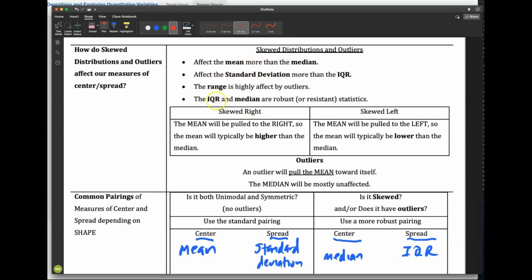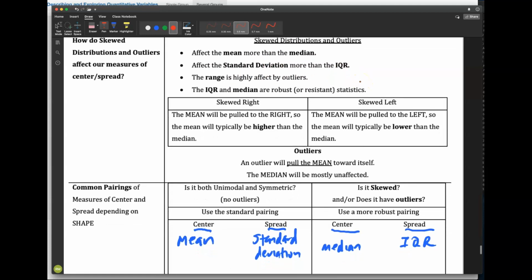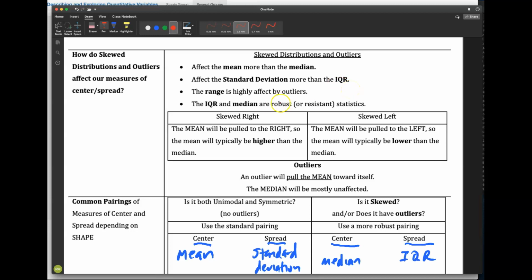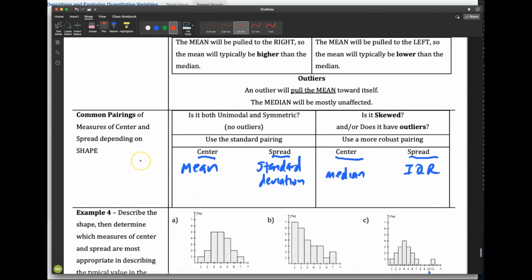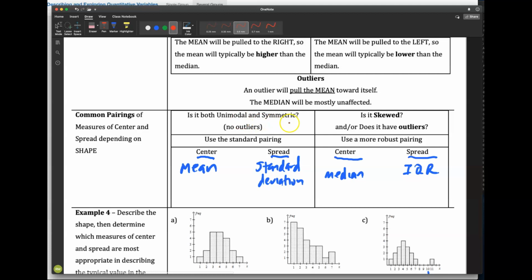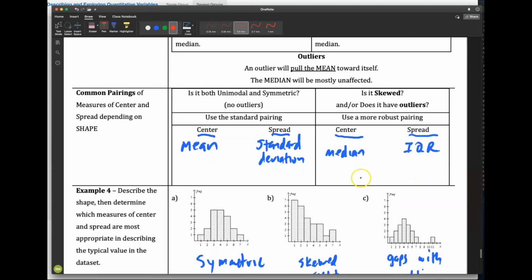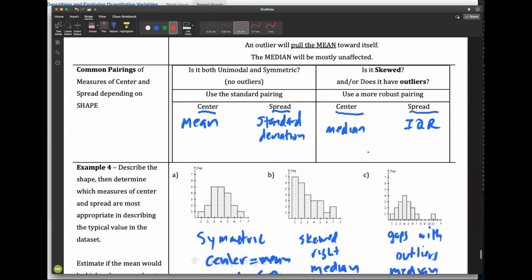When the data is skewed, we want to use the IQR, the interquartile range, and the median to describe spread. The range is affected by outliers, so you don't want to use range. The standard deviation is affected by skew and outliers, so we're going to use the IQR in that case, and the mean is also affected under those distributions. So when the distribution is unimodal or symmetric, we use the mean and standard deviation. When it's skewed, use the median and IQR for your spread.